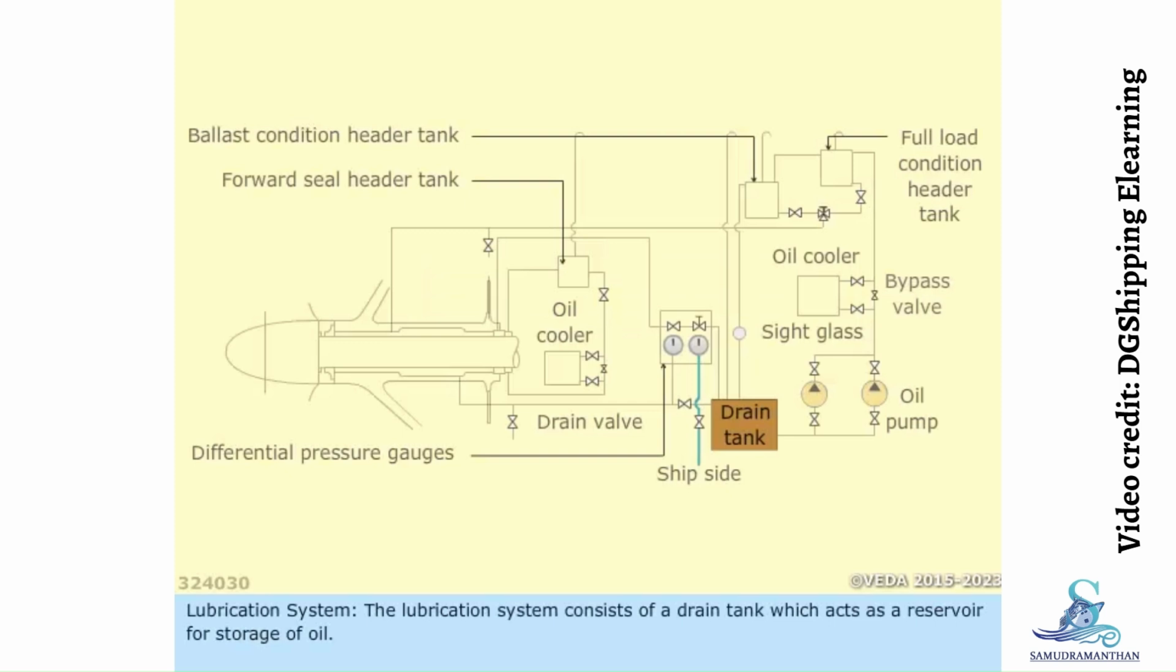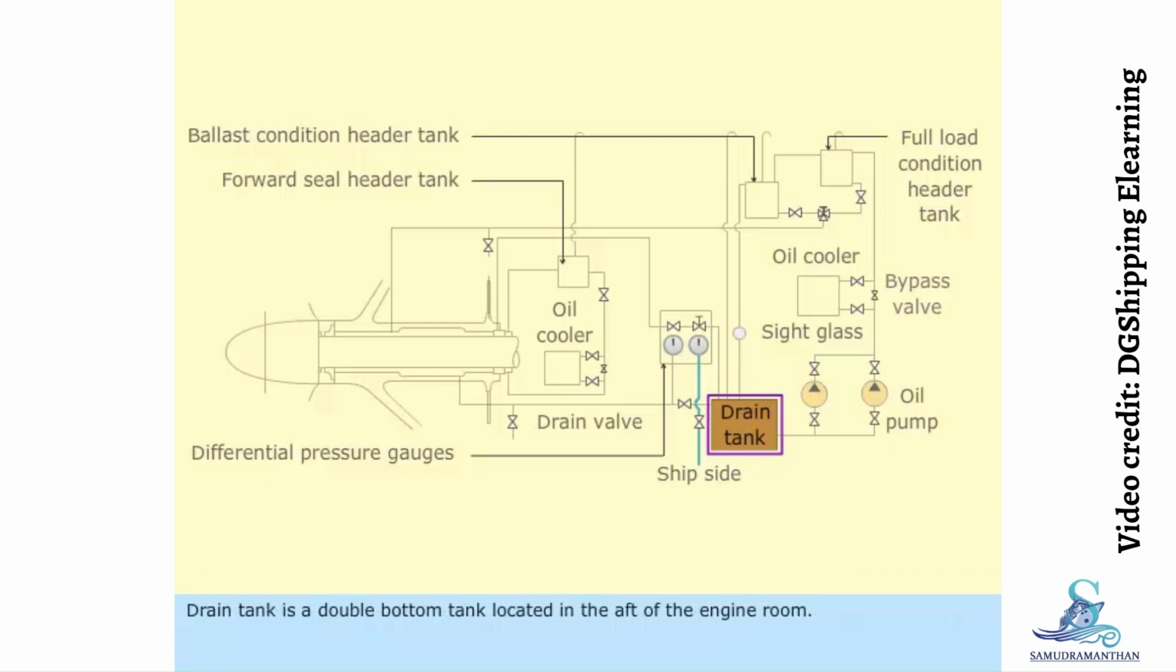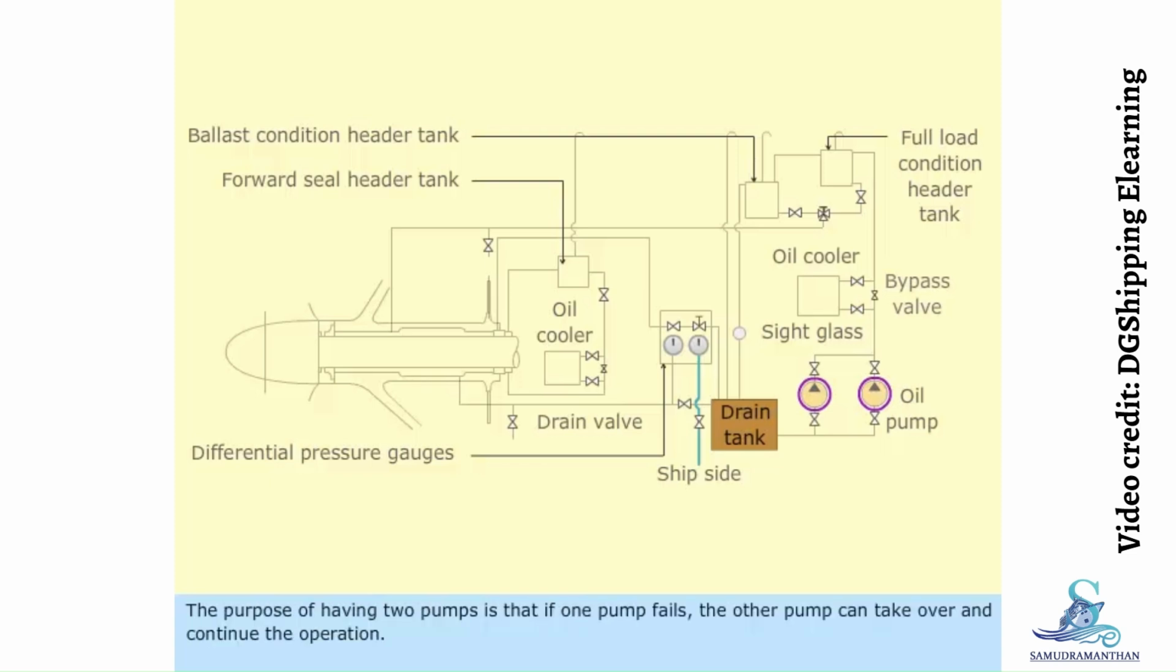Lubrication System. The lubrication system consists of a drain tank which acts as a reservoir for storage of oil. Drain tank is a double-bottom tank located in the aft of the engine room. The system consists of two sets of oil pumps. The purpose of having two pumps is that if one pump fails, the other pump can take over and continue the operation.